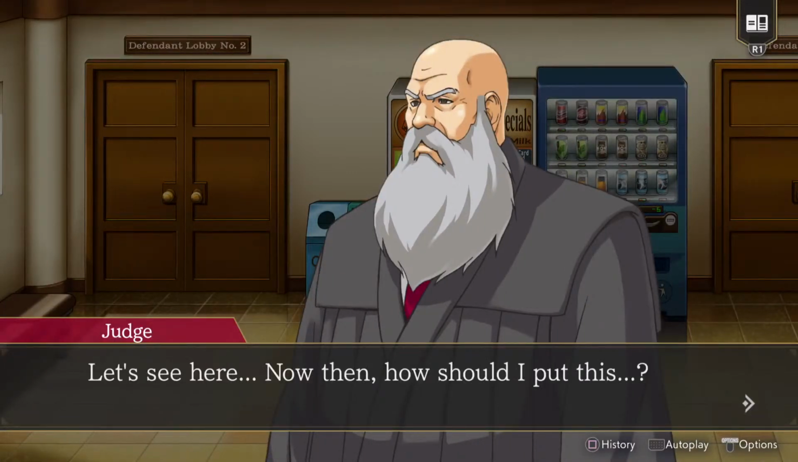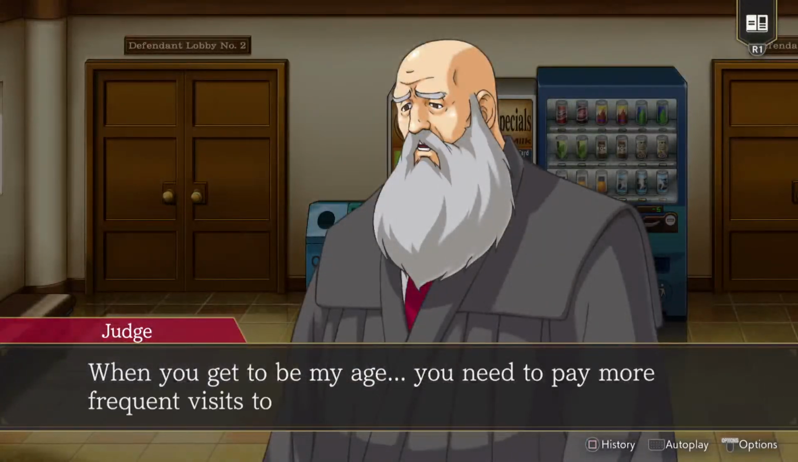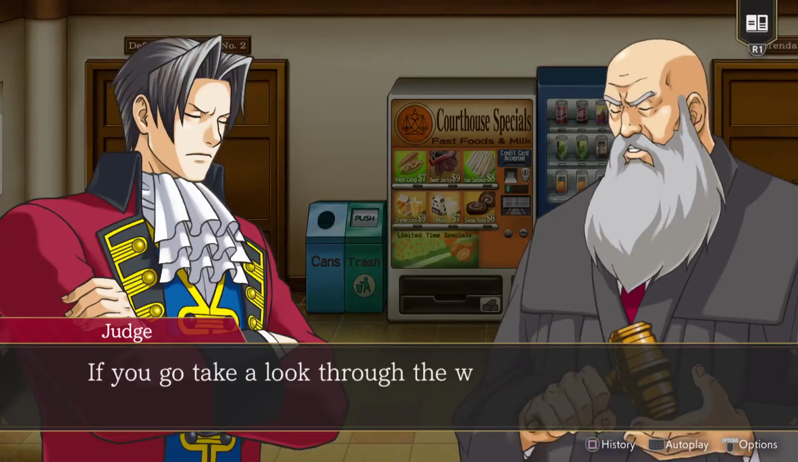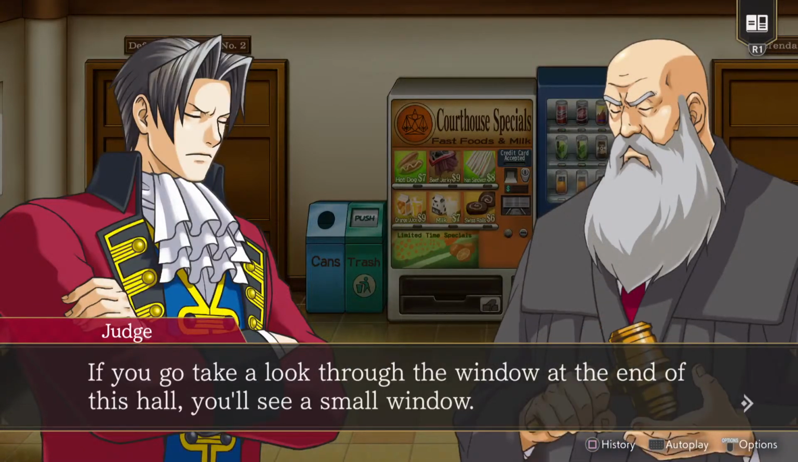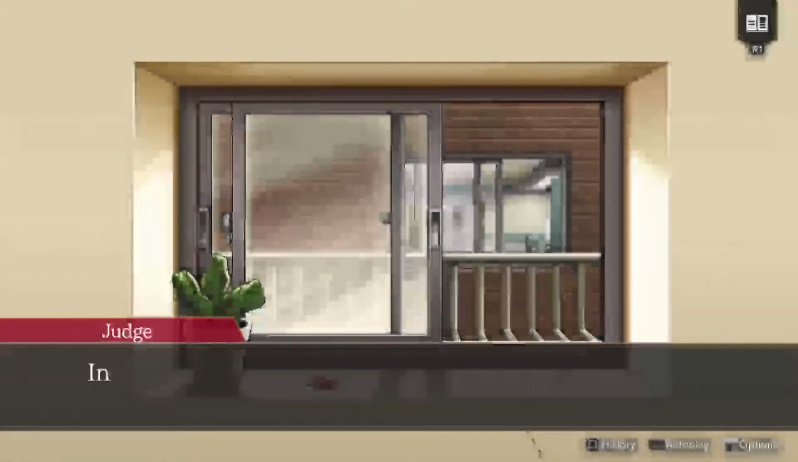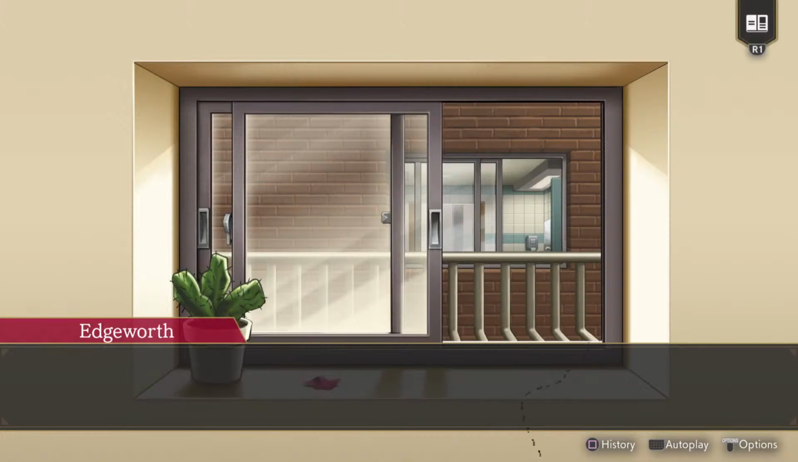Let's see here. Now then, how should I put this? When you get to be my age, you need to pay more frequent visits to the restroom. If you go take a look through the window at the end of this hall, you'll see a small window. That is the window to the men's restroom. In other words, you can see clearly into the hallway from the men's restroom.